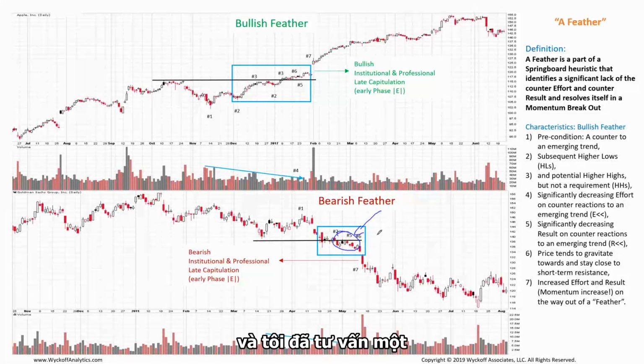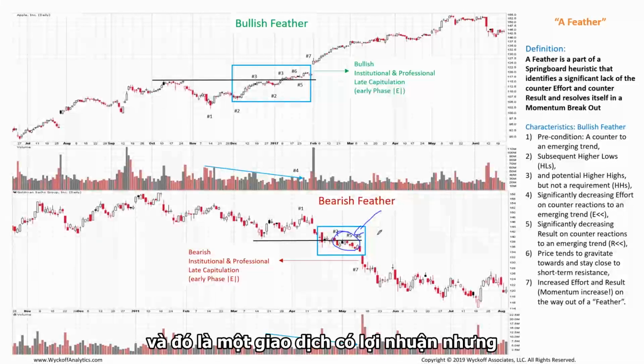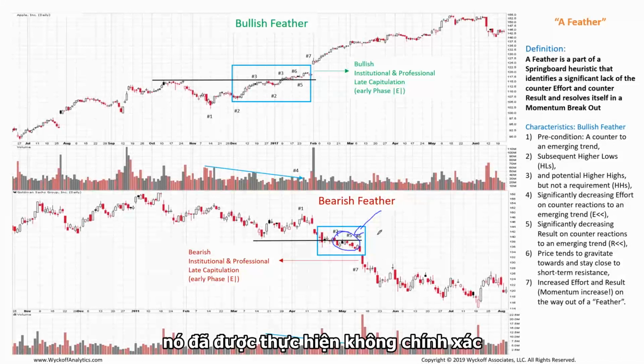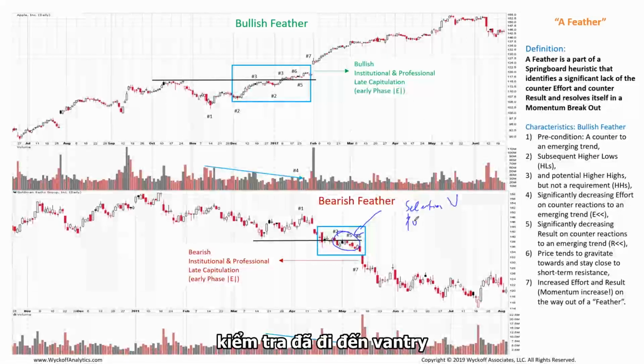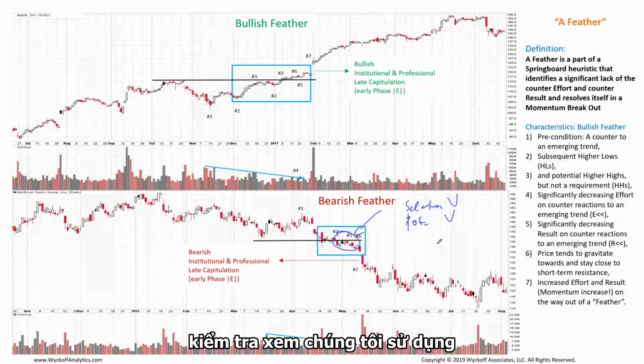And I was consulting an institution at the time, so the trade was done with that institution. And it was a profitable trade, but it was executed incorrectly. What do I mean by that? I mean, obviously selection was correct. The point of entry was correct. Check. Point of entry. Check.